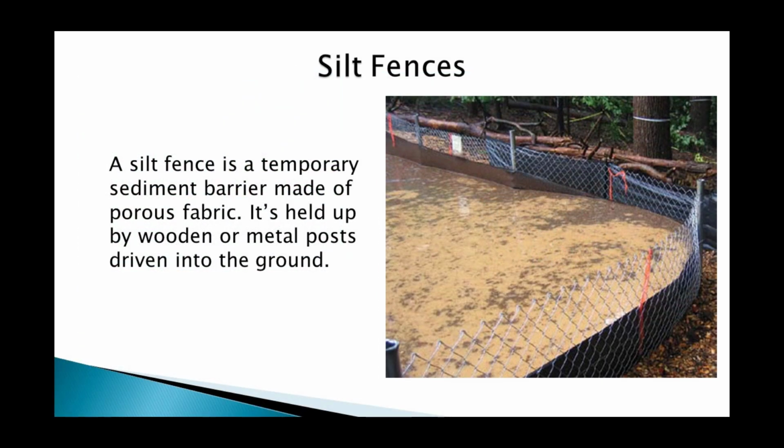Another device that is very commonly used on the pipeline projects is a silt fence. Silt fence is a temporary sediment barrier made of porous fabric. It's held up by wooden or metal posts driven into the ground. In the picture on the right-hand side of the slide, you'll see an example of a super silt fence where we have chain link fence that is installed behind the filter fabric to reinforce the filter fabric.